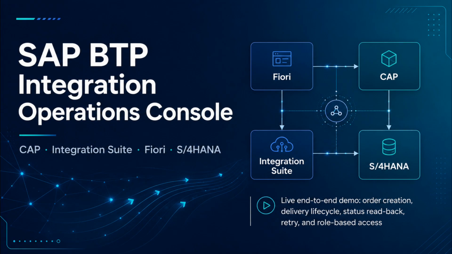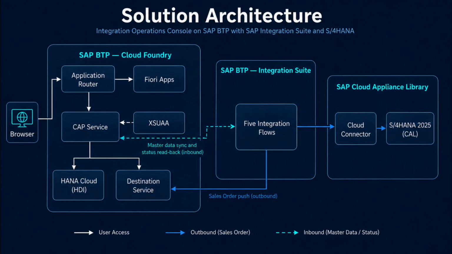This demo presents an integration operations console for connecting external business processes with SAP S/4HANA. The solution runs on SAP Business Technology Platform. Fiori provides the user interface, while the CAP application manages local business data, authorization rules, and the operational integration journal. SAP Integration Suite handles communication and orchestration between the CAP application and a live S/4HANA system. Application data and integration records are stored in SAP HANA.